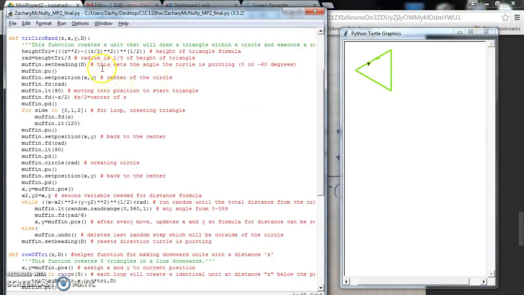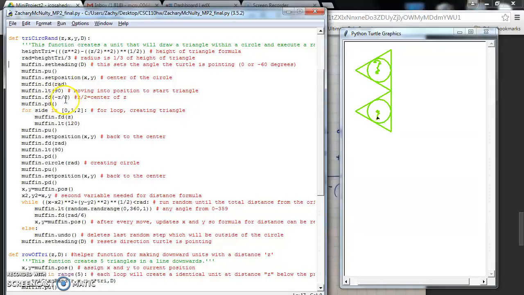Okay, so the first thing that happens is I set heading D, and that's either going to be 0 or negative 60 degrees, which I'll get to down below. I pick up my pen, I head to the center of the circle, which is set by the parameters on the bottom, and I'll show you later. So I head forward the distance of the radius. You'll see that right in here. I turn left 90 degrees.